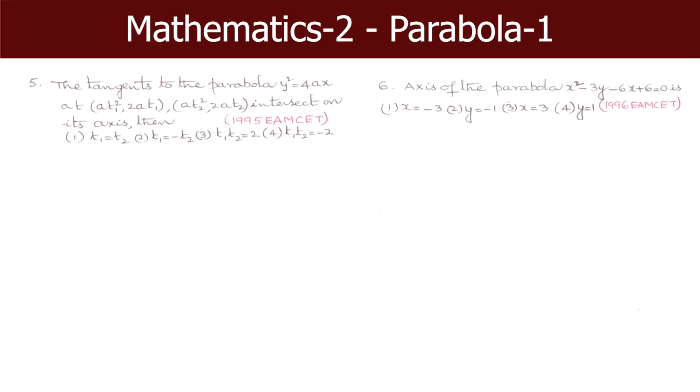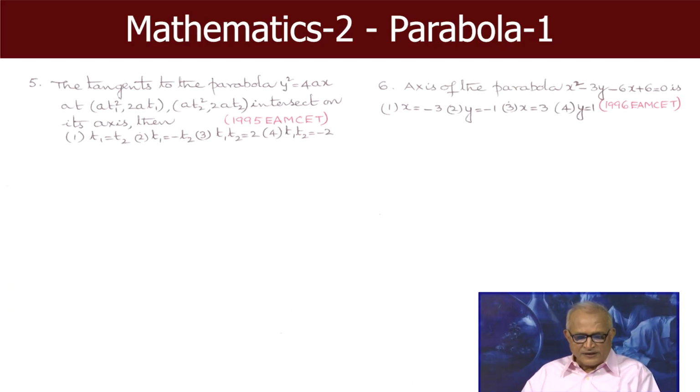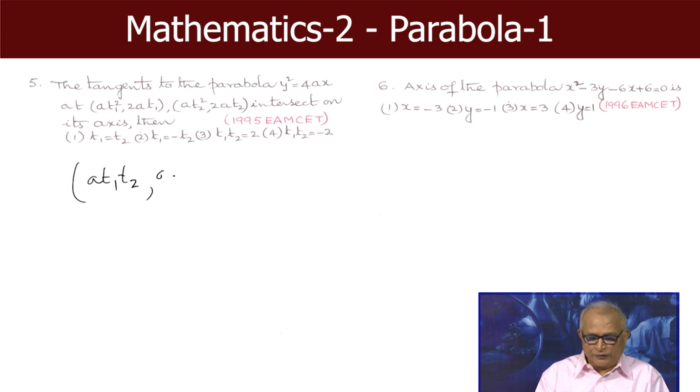Next, the tangents drawn to the parabola y² = 4ax at the points t1 and t2 intersect on its axis. What is the point of intersection of the tangents drawn to the parabola at t1 and t2? ఇందాకనే చెప్పాం మనం, a t1 t2, a into (t1 + t2).